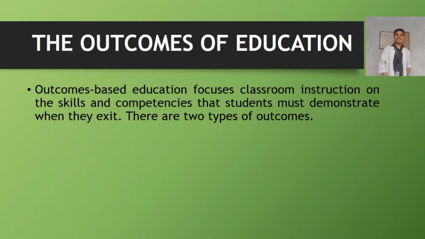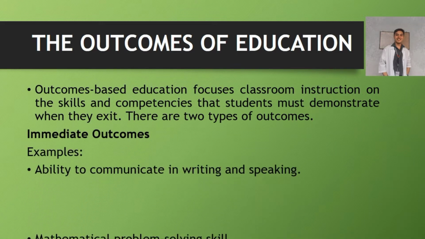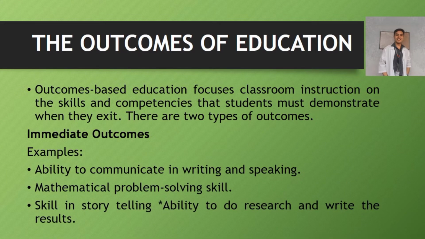The next one will be the outcomes of education. So the outcomes-based education focuses classroom instruction on the skills and competencies that students must demonstrate when they exit. So there are 2 types of outcomes. We have the immediate and the deferred outcomes. So when we talk about immediate outcomes, these are competencies or skills acquired upon completion of a subject, a grade level, a segment of the program, or the program itself.